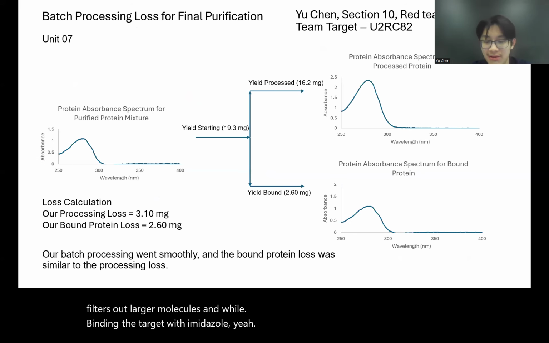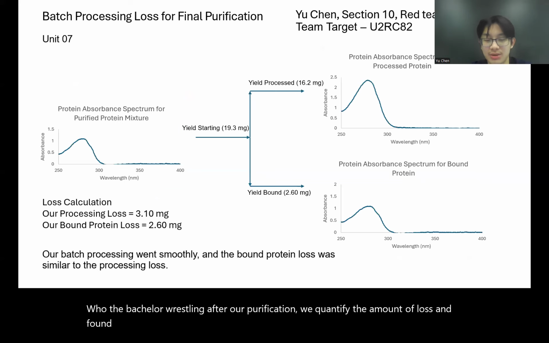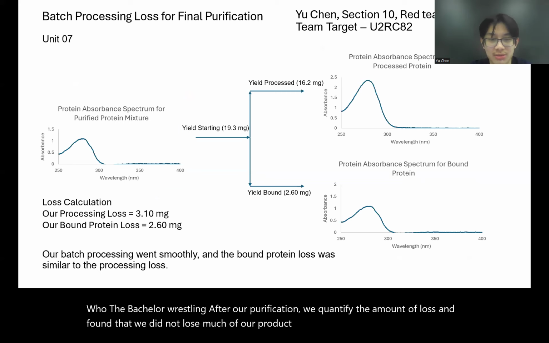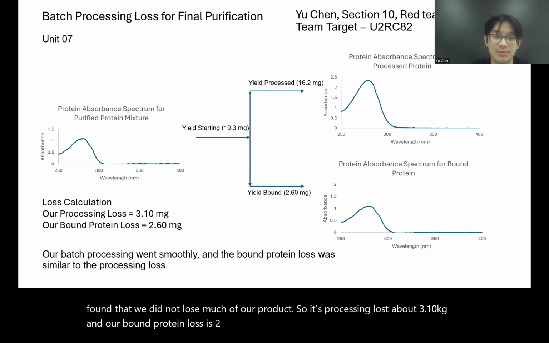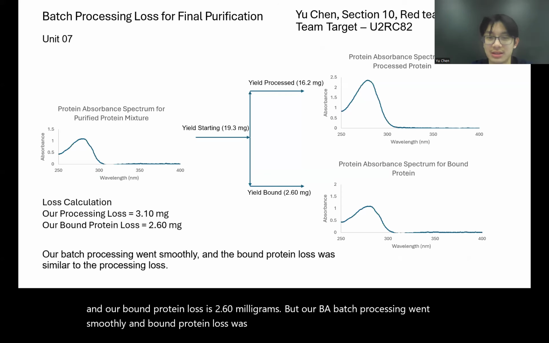For the batch processing, after our purification, we quantified the amount of loss and found that we did not lose much of our product. So our processing loss is about 3.10 milligrams, and our bound protein loss is 2.6 milligrams. But our batch processing went smoothly, and bound protein loss was similar to the processing loss.